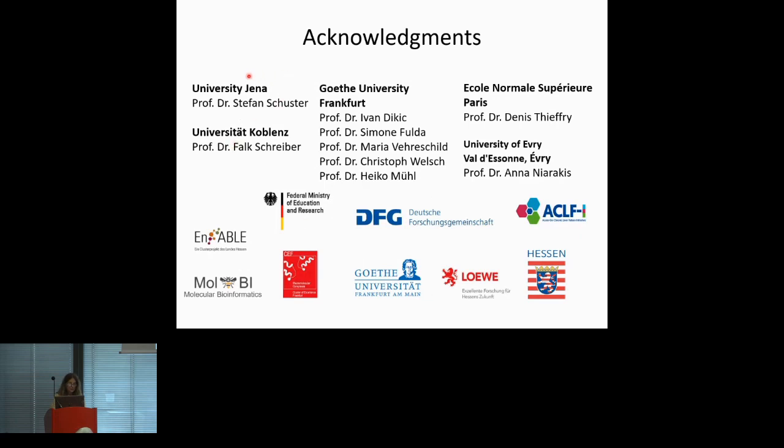So I'm really grateful to Stefan Schuster and Falk Schreiber. Stefan Schuster was the one who gave me, I think 25 years ago, the first paper on Petri net applications for modeling metabolic networks. And we had a lot of discussions with him and also with Falk Schreiber, and our experimentalists at the Goethe University, Ivan Dikic, Simone Fulda, Maria Wereschild, Christoph Welsch, and Heiko Mühl.